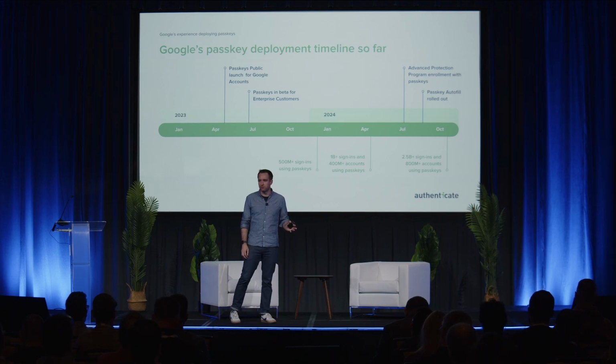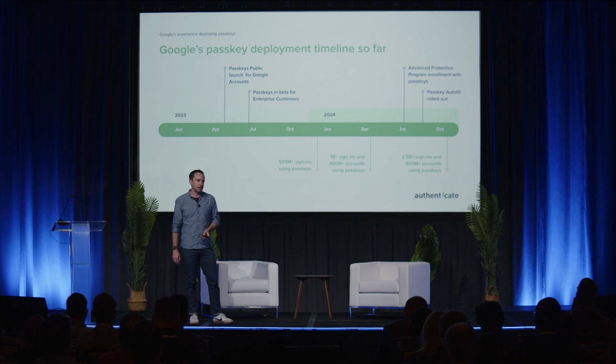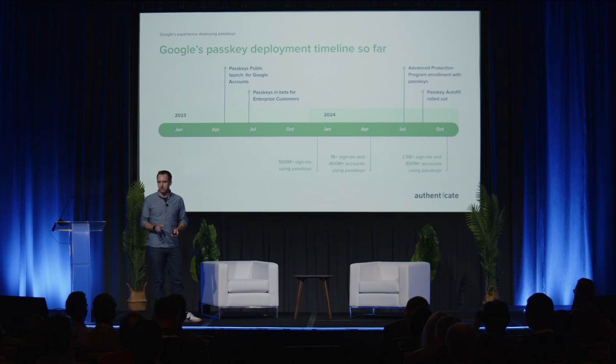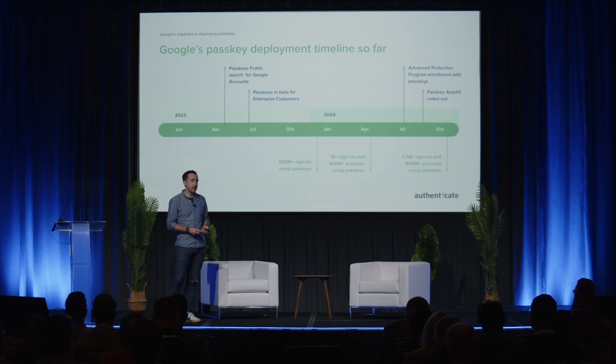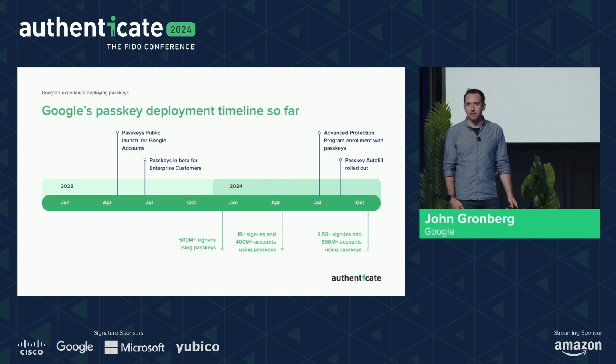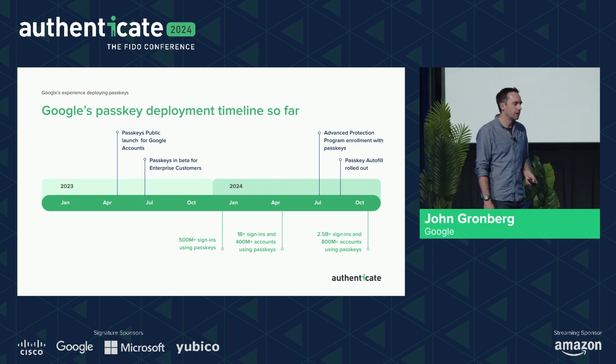So I want to zoom into a few more details and talk about milestones in our deployment. We launched Passkeys on World Password Day 2023, which is May the 4th for those watching closely. About a month later, we launched our Passkeys in beta for our enterprise customers. So pretty early on, we were able to have Passkeys available for any user of Google accounts. By the end of the year, we had reached 500 million sign-ins using Passkeys.